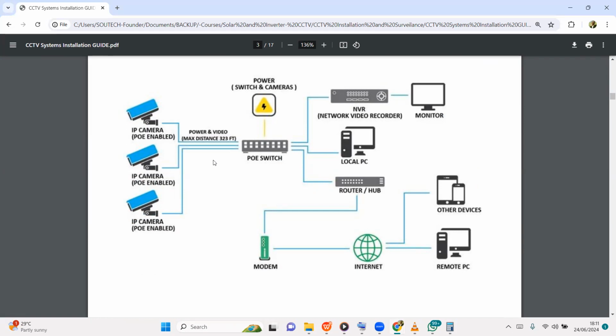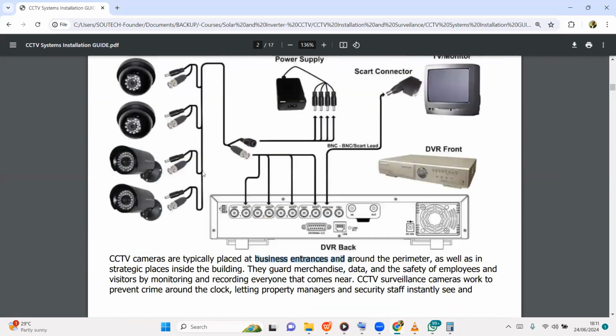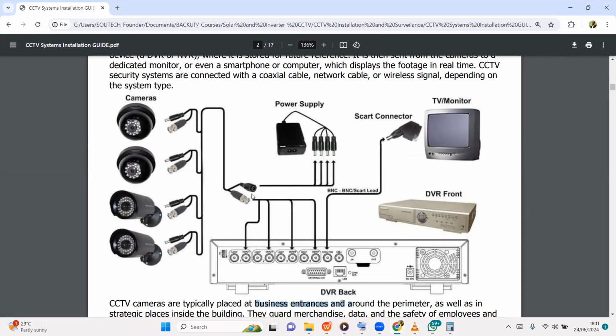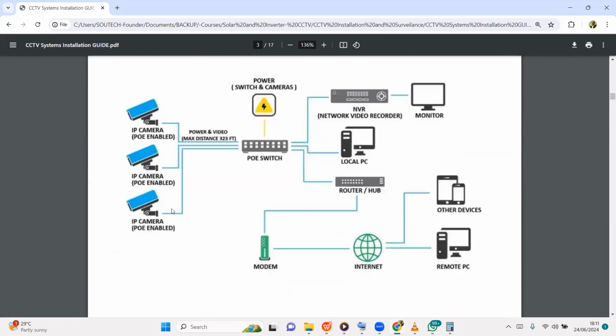Yes, all the cameras are digital, but we refer to these normal cameras as analog cameras. Then we refer to this as IP cameras. Either you call them IP cameras or you call them network cameras. The thing is that you can assign an IP address to them.